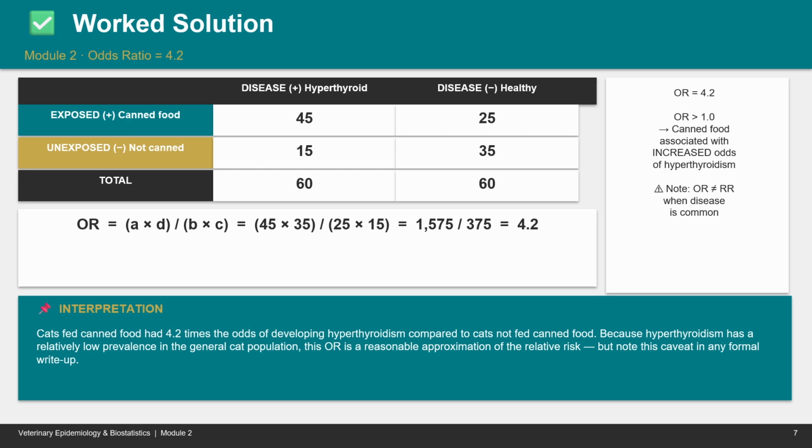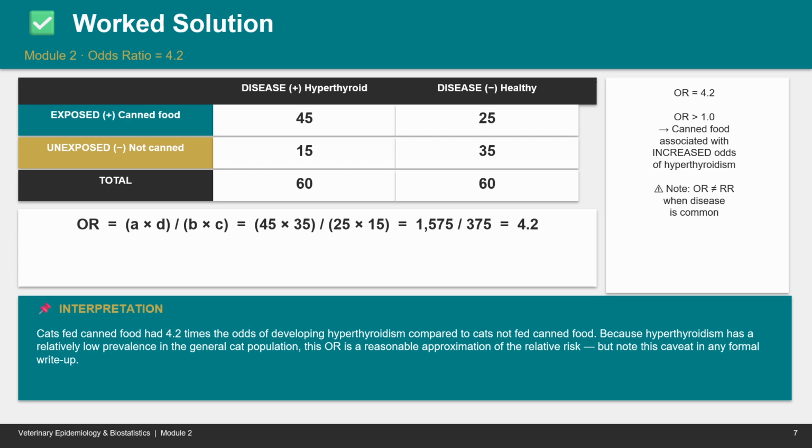Now we apply the cross product formula. 45 times 35 is 1,575. 25 times 15 is 375. Divide those. 1,575 over 375 gives us an OR of 4.2.